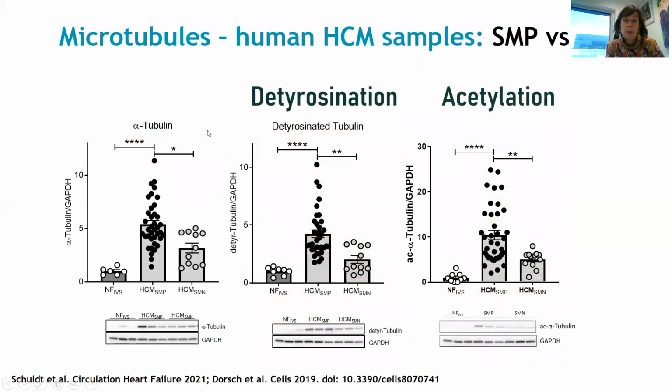So we went on and we performed a lot of Western blot analysis to further define the changes in the microtubules in our myectomy samples, our HCM samples, with and without sarcomere mutations. And we found that there's a high increase in alpha tubulin, in particular in the sarcomere positive samples. And there's a high increase in detyrosinated tubulin and also in the acetylated tubulin. And it's evident that all these changes are more severe in the sarcomere mutation positive group compared to the sarcomere mutation negative group.